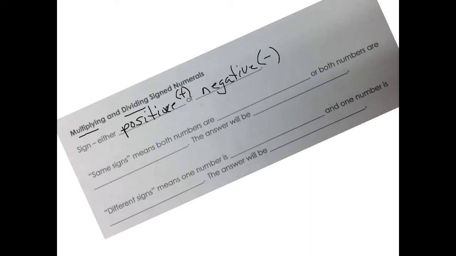Same signs mean both signs are positive or both signs are negative. And in either case, your answer will be positive, and so that's definitely different from what we just wrote in the other one. In this one, 2 positives make a positive and 2 negatives make a positive, and that's only in multiplication and division.